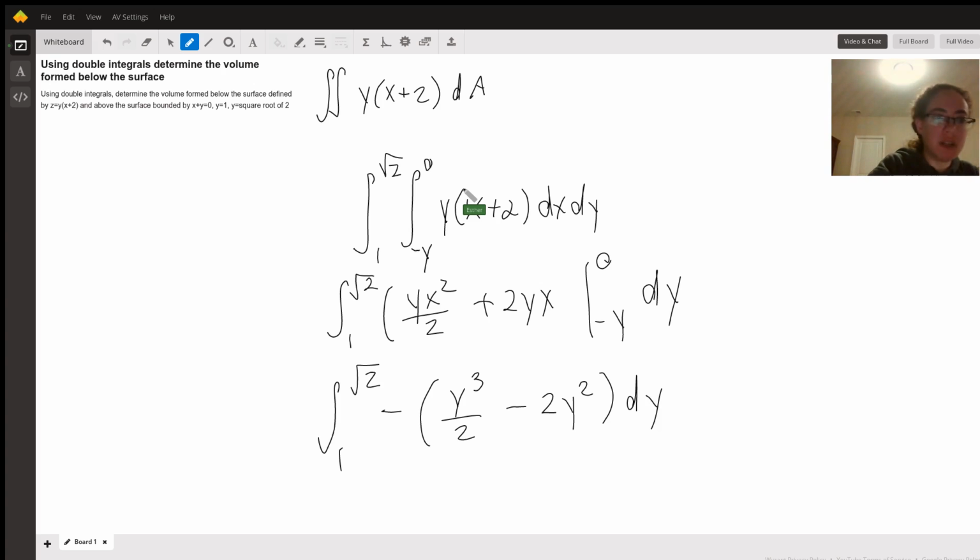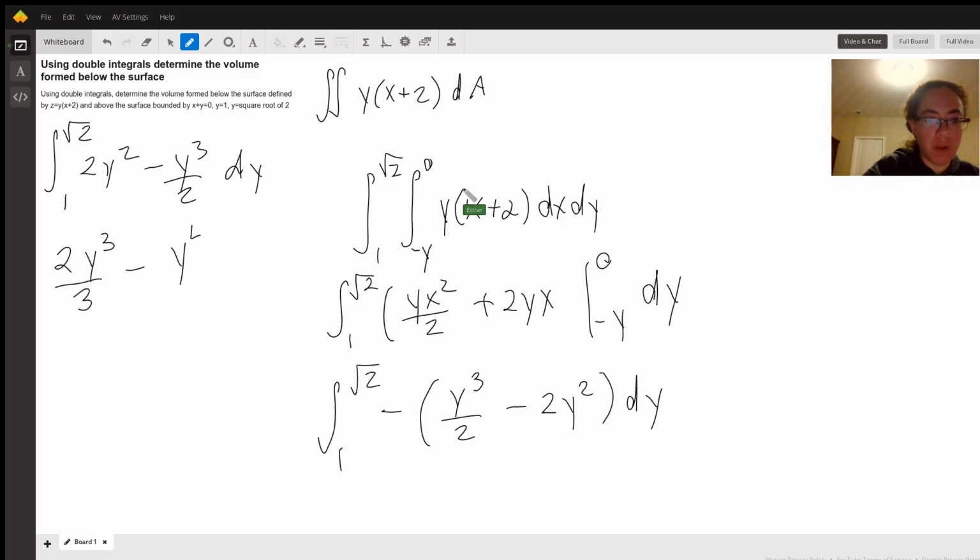And so we have one final integral to evaluate. We have the integral from square root 2 to 1 of 2y squared, just factoring in that negative sign, minus y cubed over 2 dy. Again, just our power rule. This gives us 2y cubed over 3 minus y to the 4th over 8, evaluated from square root 2 to 1.